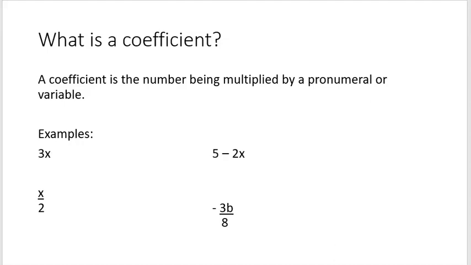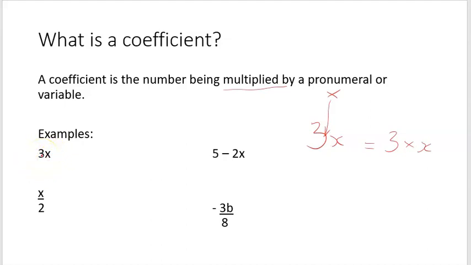So what is a coefficient? A coefficient is the number being multiplied by a pronumeral or variable. I'm going to go into multiplication more when I do the video about multiplying and dividing algebraic terms. But just as an example, if we look at 3x there, 3x means there is an invisible multiplication sign in there. So 3x is actually 3 multiplied by x. That's what it means when it says a coefficient is the number being multiplied by a pronumeral. So you've got 3 and it's being multiplied by the pronumeral.